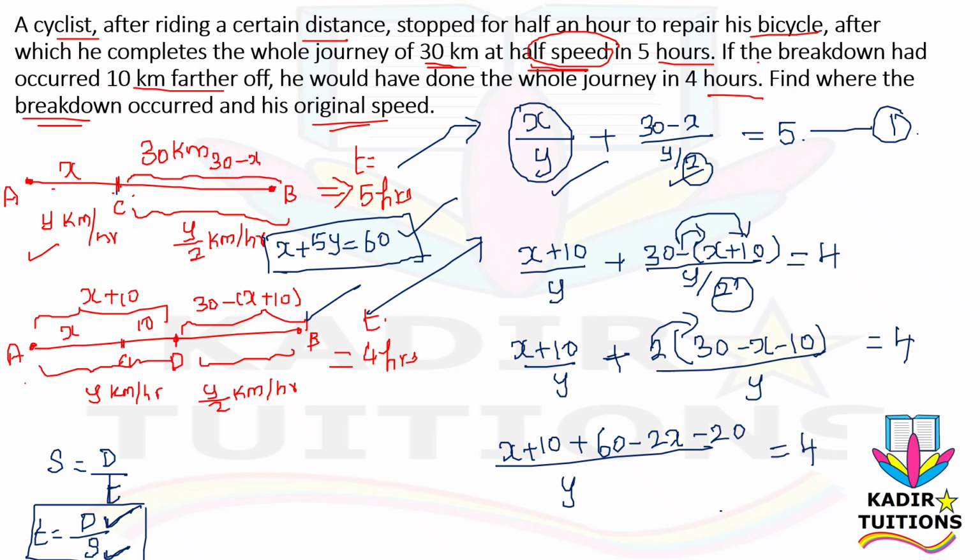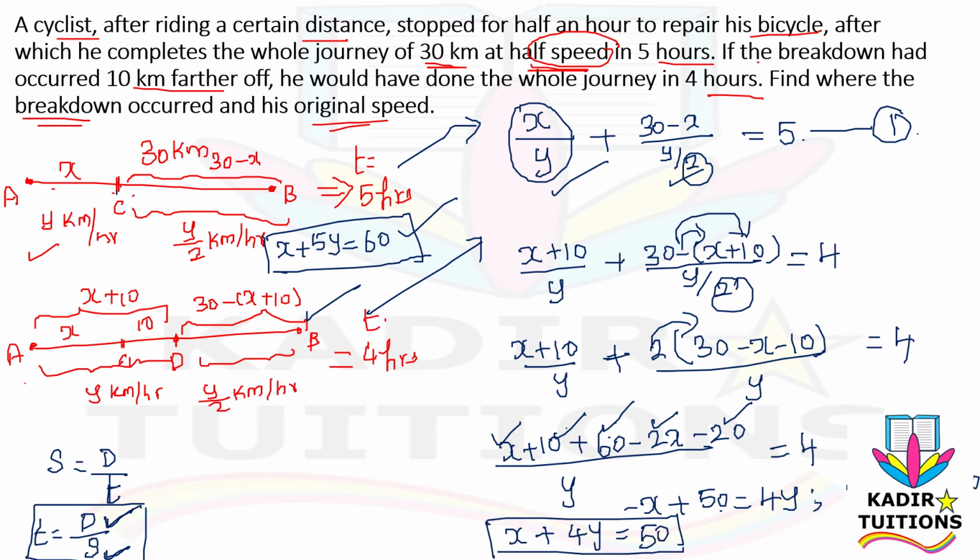So if you simplify here, x and minus 2x is there, so we will get minus x, and over here 10 and 60, 70, 70 minus 20 is going to be plus 50 equal to 4y. So now again if we rearrange this equation, minus x minus 4y equal to minus 50. Again all are in minus, so we can make this positive by multiplying by minus throughout. So x plus 4y equal to 50. So this is the linear equation we got after solving the equation which we got for the second case.